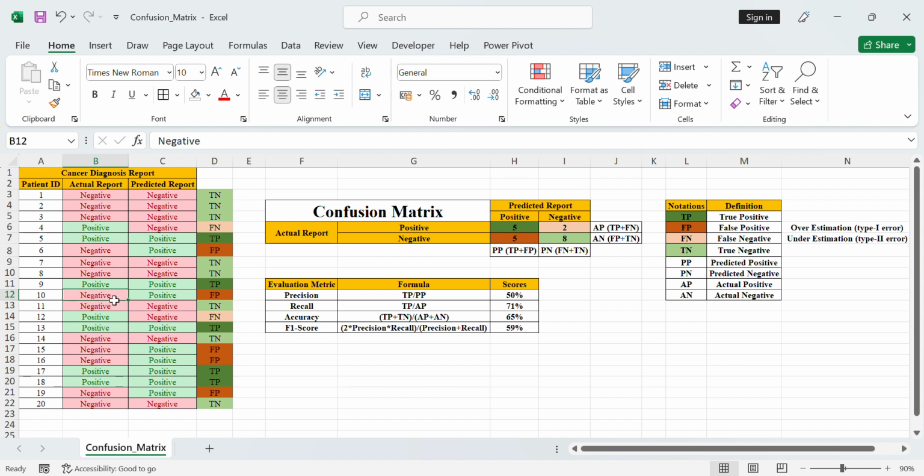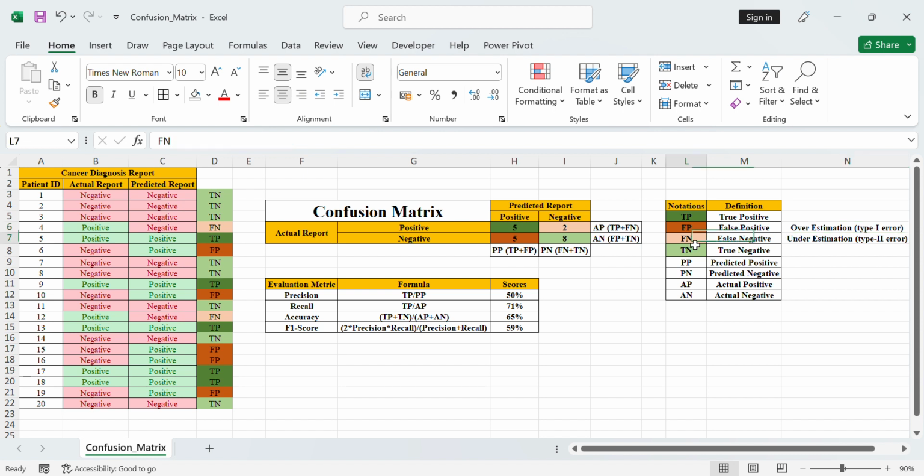So imagine someone whose actual report says negative for cancer, but the machine predicts it as positive. So it is a kind of concern, but nothing serious around it, right? Because you do not have cancer, the machine is falsely predicting positive. So it is an overestimation. In statistical terms we call it type 1 error.